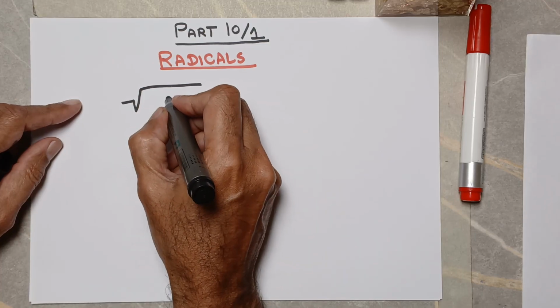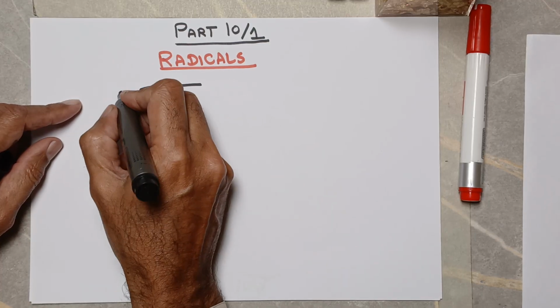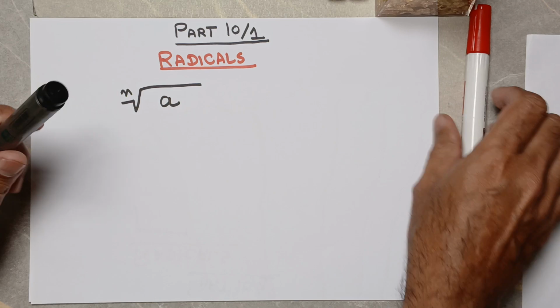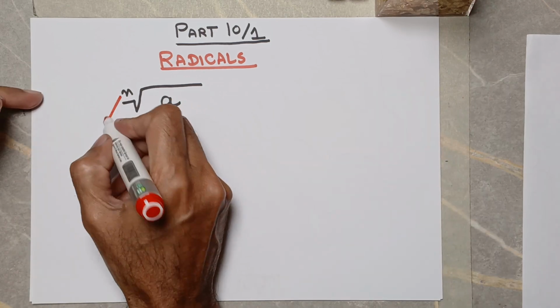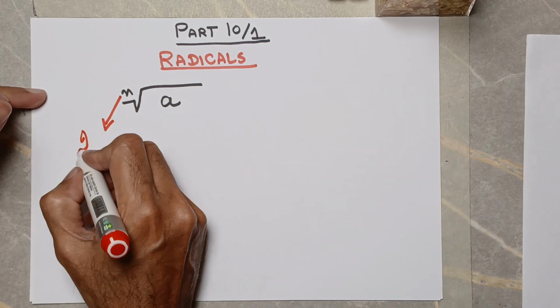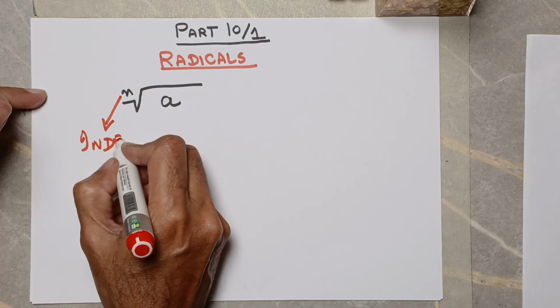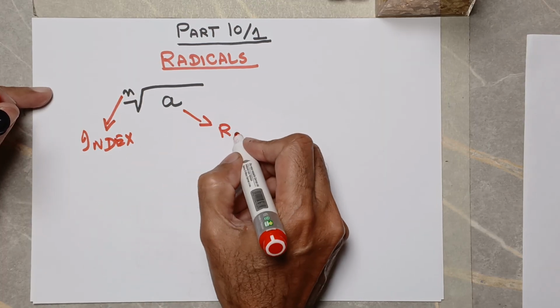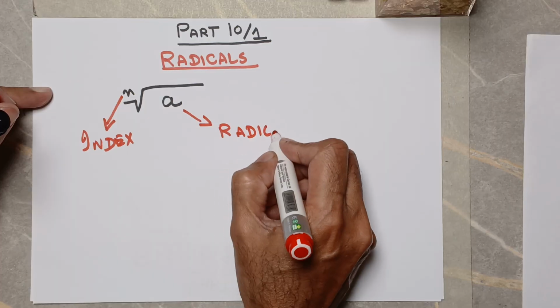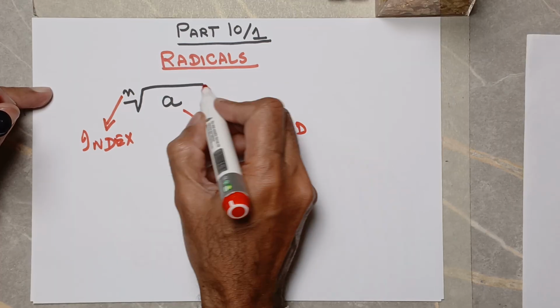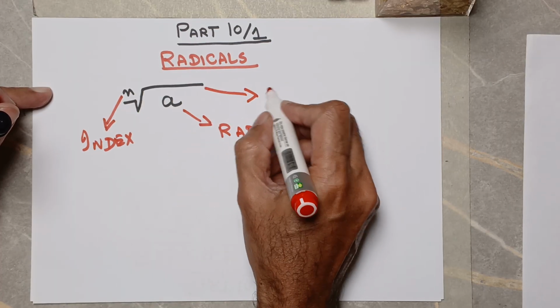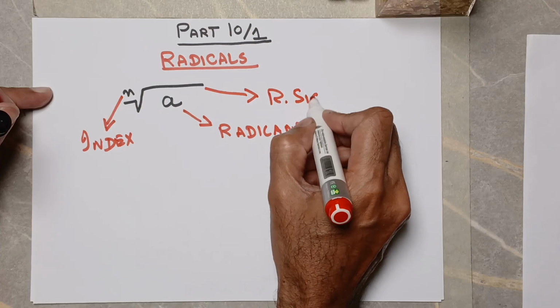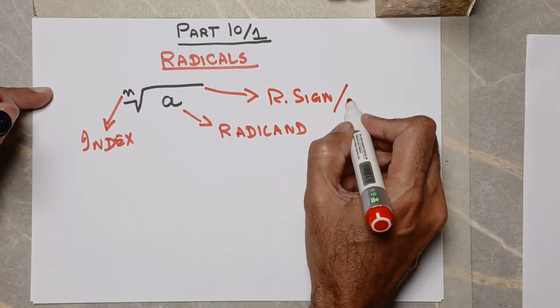This is our radical symbol, this is our radicand, and this is our index. This is our index, this is our radicand, and this is our radical symbol or radical sign, you can call it. It is also called a root.